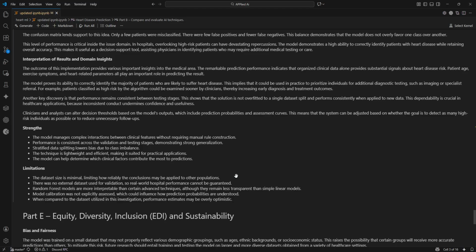The dataset is relatively small and comes from a limited population, which means the results may not generalize perfectly to all patient groups. Additionally, the model has not been tested on external hospital data. These limitations highlight areas for future improvement, such as using larger and more diverse datasets. Thank you.